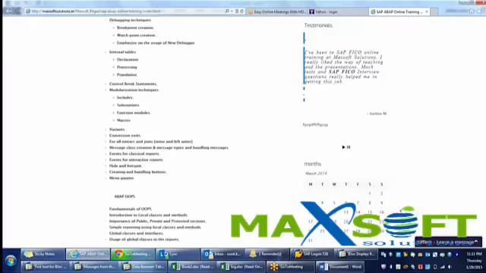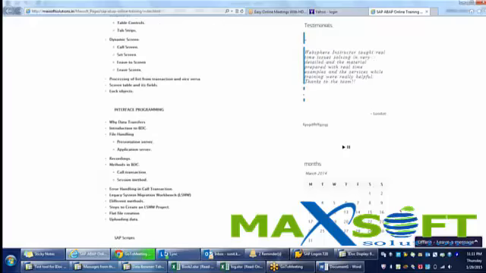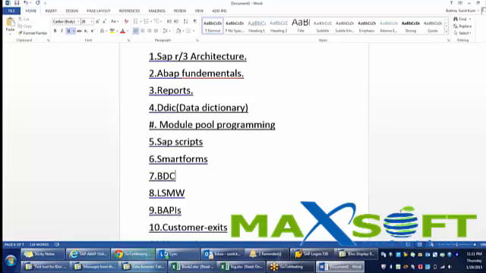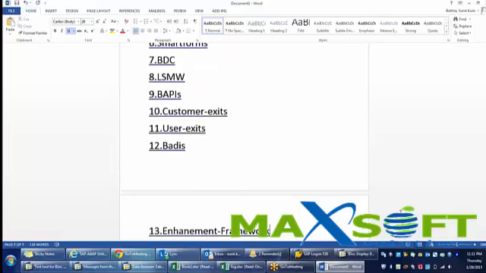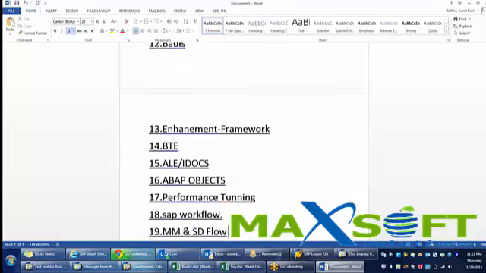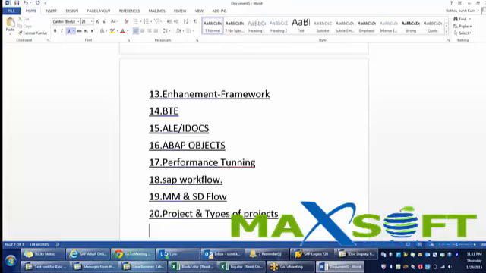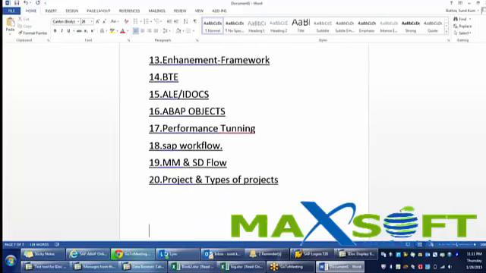Then RFC is also remaining, right? RFC I'll be covering again; when I'll be covering BAPI, RFC will be covered. Okay. Yeah. Fine. Any question? Any other question?